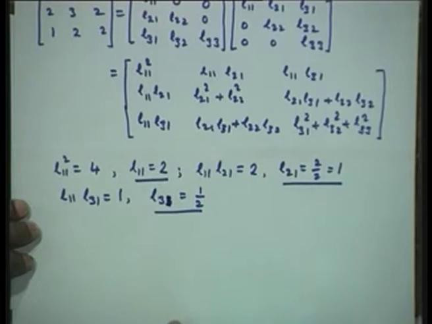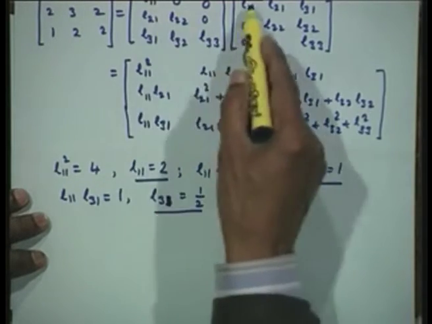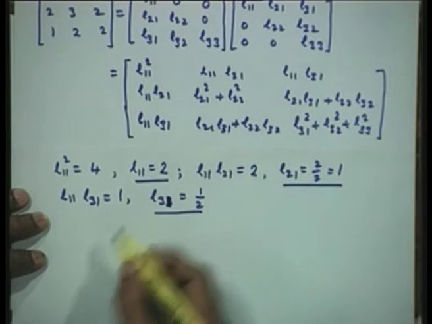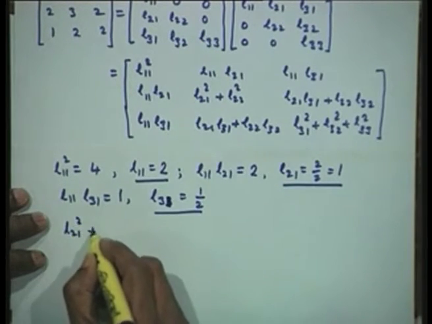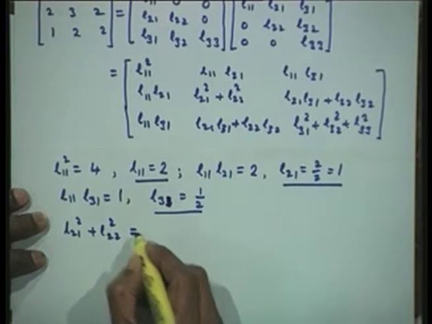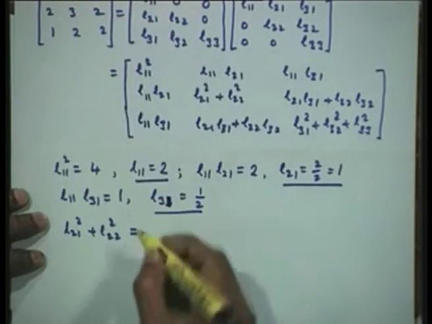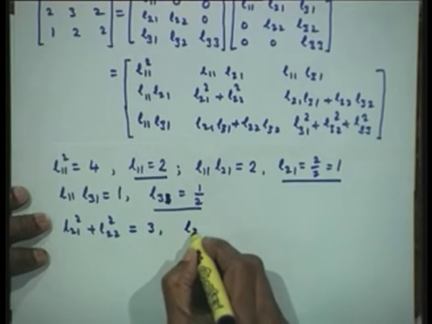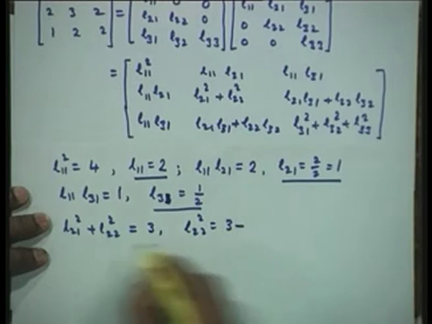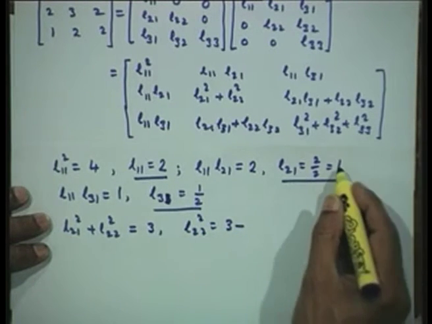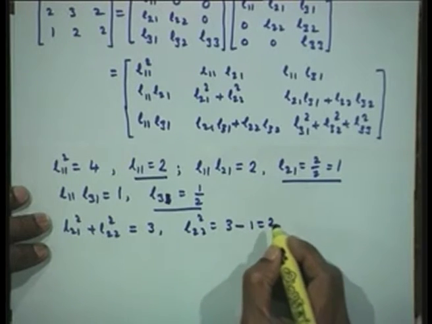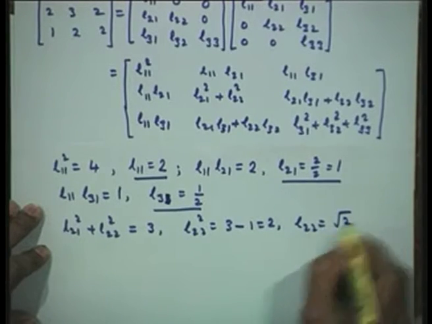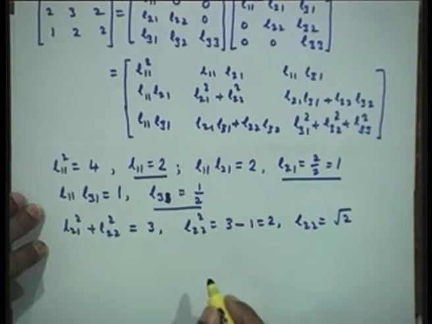L31 is equal to 1 by 2. Now the three elements have been determined, the first column has been determined. Now I go to the second. We will take the middle element, L21 square plus L22 square, that is the second pivot, which is given as 3. Therefore let us find L22 square from here, that is 3 minus L21 square. L21 square is 1, therefore I have 2. Therefore L22 is equal to root 2.